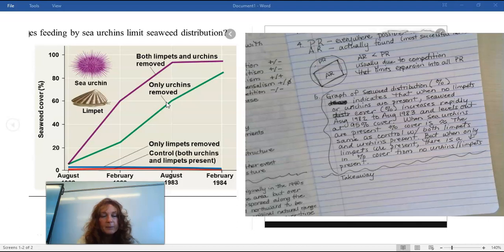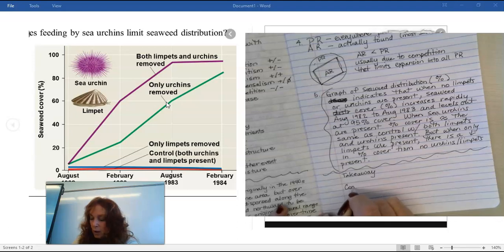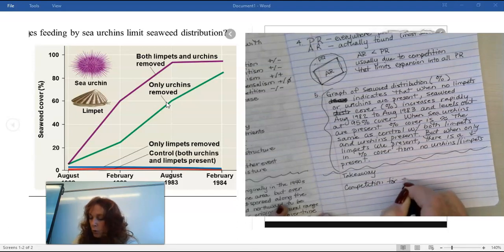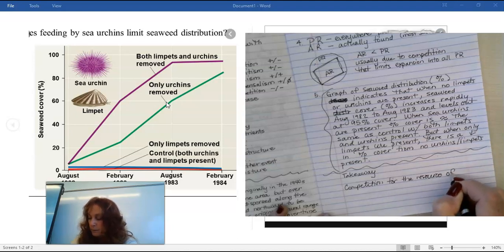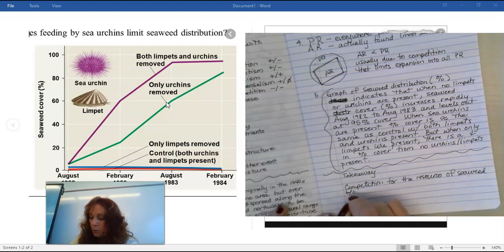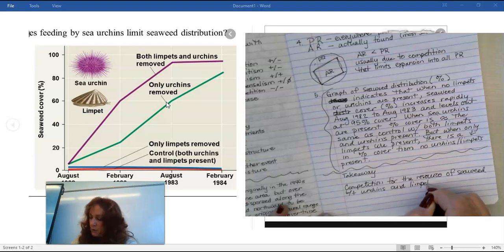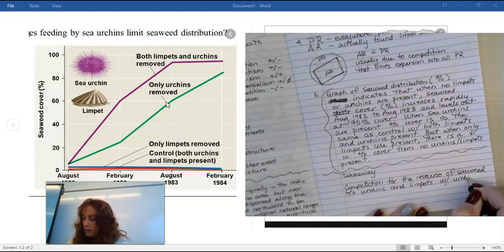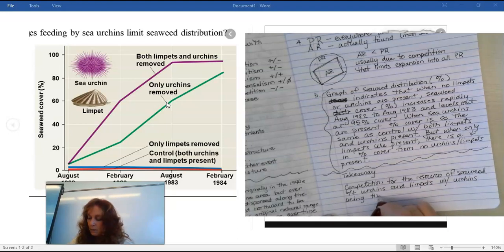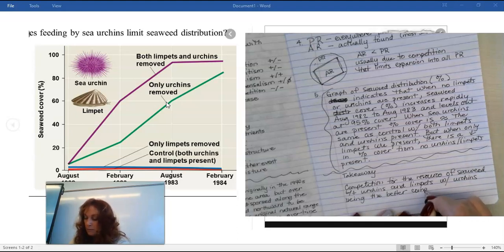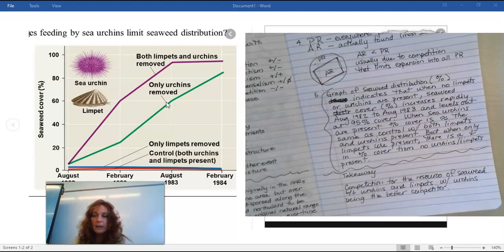But if you just put the poor little limpets in there and go, hey, guess what would you do if this was a potential thing for you? Like, we don't have any urchins here. What could you do? Well, I can eat seaweed. I don't usually get any because those stupid urchins get it all. So that's the takeaway. The takeaway is that there's competition for the resource of food, which is the seaweed, and this is between the urchins and the limpets, with the urchins being the better competitor. They outcompete the limpets. How do you know this?